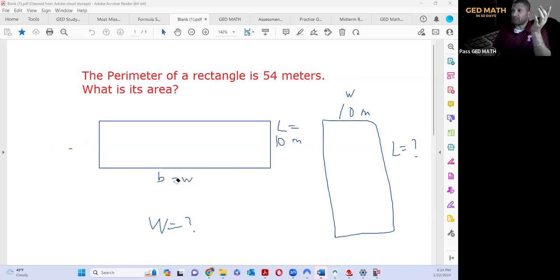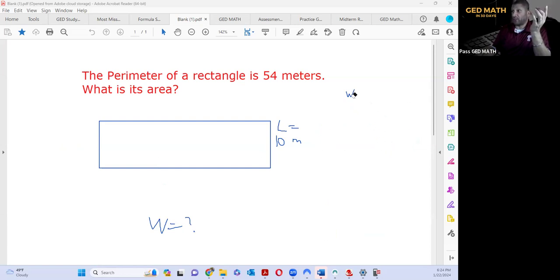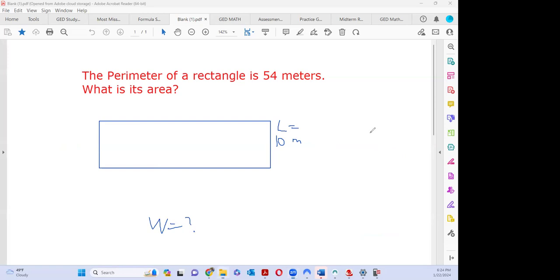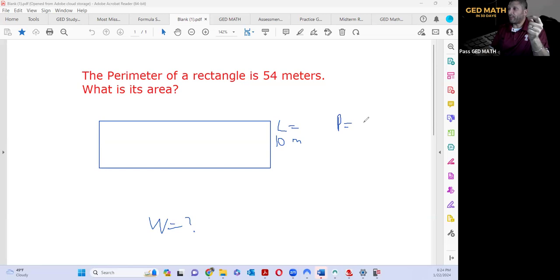So if they're calling this my length, I need to figure out my height. That's it. Doesn't matter what you call each one. All I know is they're giving me my length. You go with what they give you. So what I know is if that's my length, to find a perimeter is 2L plus 2W. I'm given my length, and I'm given my perimeter.